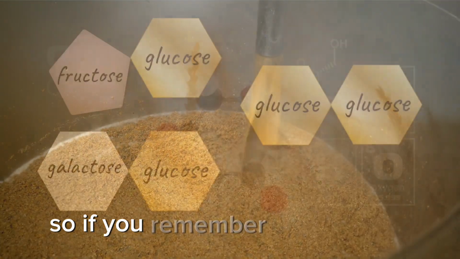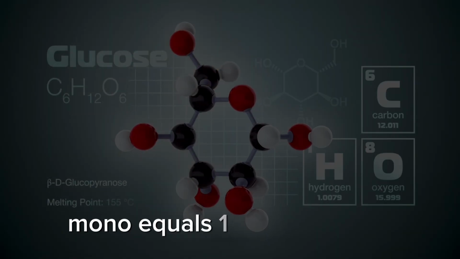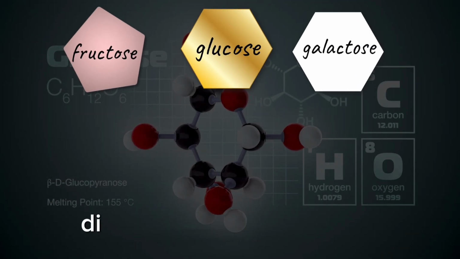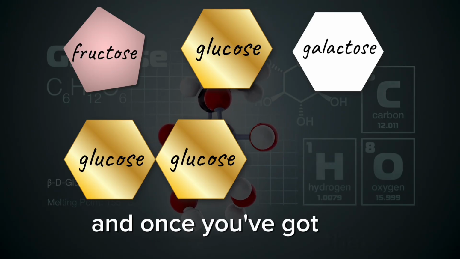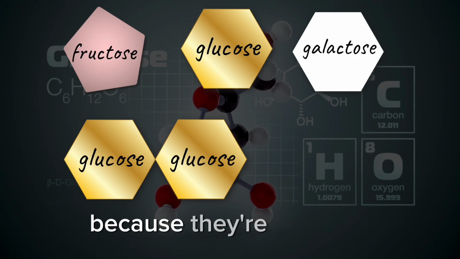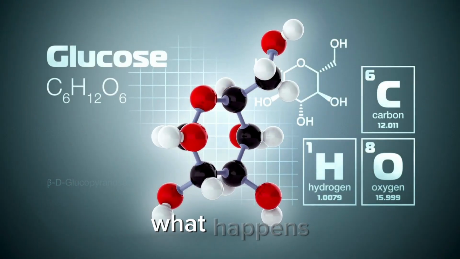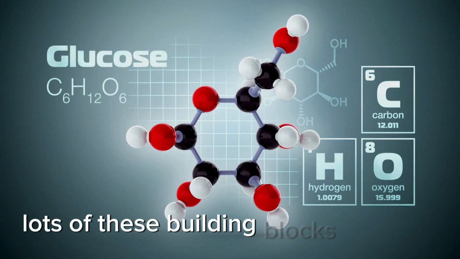So if you remember nothing else, remember this. Mono equals one building block. Di equals two building blocks joined together. And once you've got that, starch and fibre stop being so mysterious because they're basically what happens when you start snapping lots of these building blocks together.